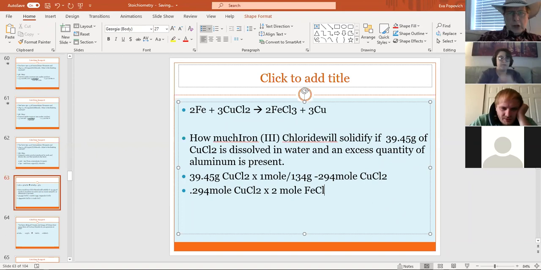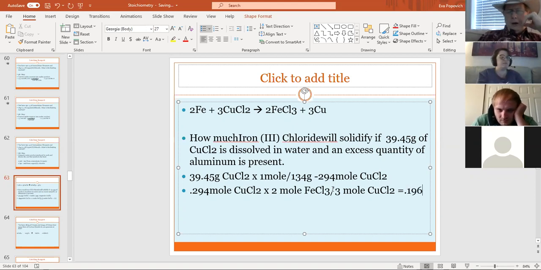Not 1 to 2, Hunter, 2 to 3. Hunter, do you see the 3 in front of the copper chloride? Oh, sorry. Yeah. Okay. This gives me 0.196. All right. Now what do I do?